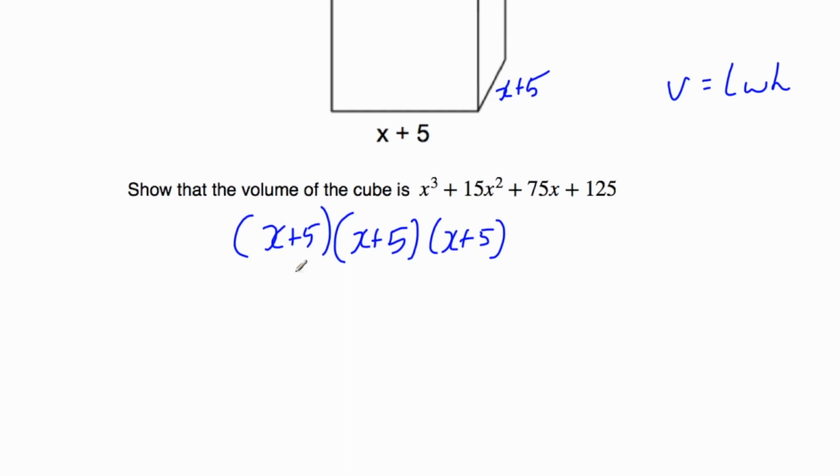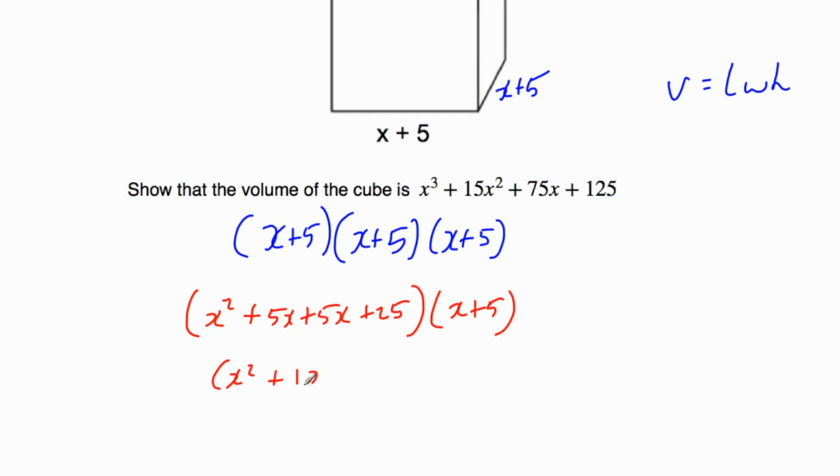So x times x is x squared. Then we've got x times 5, that's going to be plus 5x. Then we've got 5 times x, that's plus 5x. And then we've got 5 times 5 is plus 25. So that's the first two brackets expanded. Now we've still got our x plus 5. Now let's simplify this. We've got 5x plus 5x, that's going to be x squared plus 10x plus 25. And then we're going to times that by x plus 5.